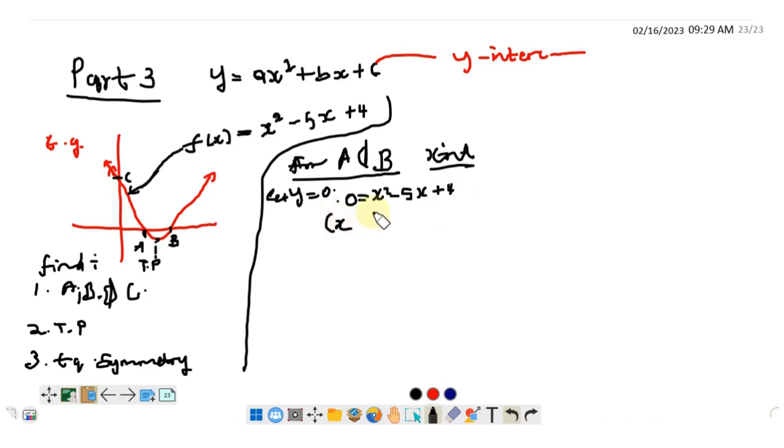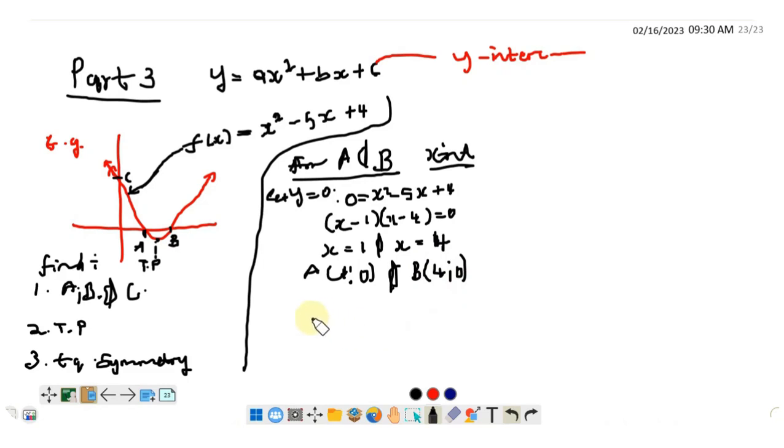So x, I'm going to write the factors in parentheses. This is (x - 1)(x - 4) = 0. So x equals 1 and x equals 4. So A is (1, 0), and B is what? (4, 0), right? That is it. Then we go to C.